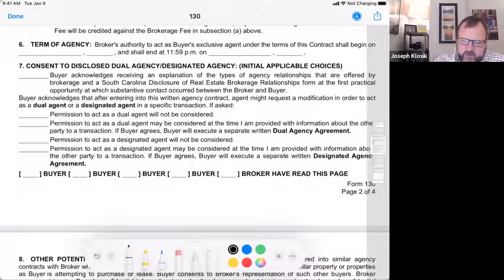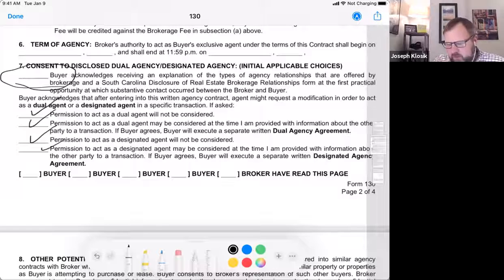Well, first of all, they've agreed that you have shared with them the different types of agency relationships in South Carolina, which I'm sure all of you have done prior to this. If you haven't, then you need to jump to that at this point because they're acknowledging it. And then it's at this point where they are either not going to allow dual agency or they are going to allow dual agency. And then the same thing with designated on both of these.